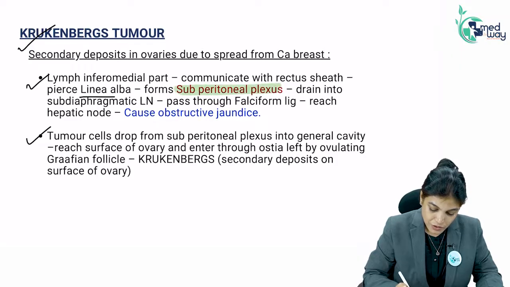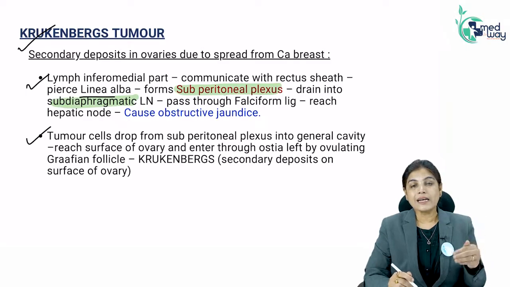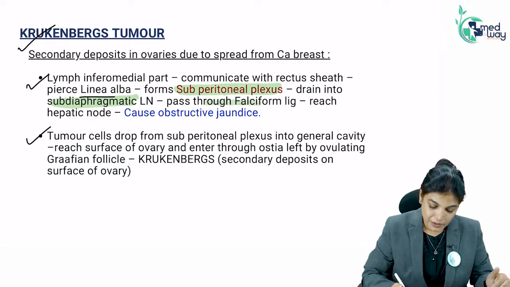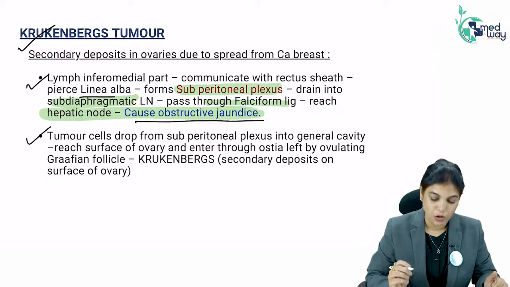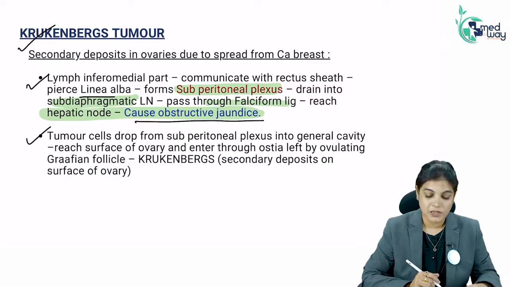It is forming the subperitoneal plexus, and then it will drain into the subdiaphragmatic lymph nodes. Thereafter, it will pass through the falciform ligament of the liver and involve the hepatic lymph nodes, and will cause a condition called obstructive jaundice. It will lead to the condition of obstructive jaundice.